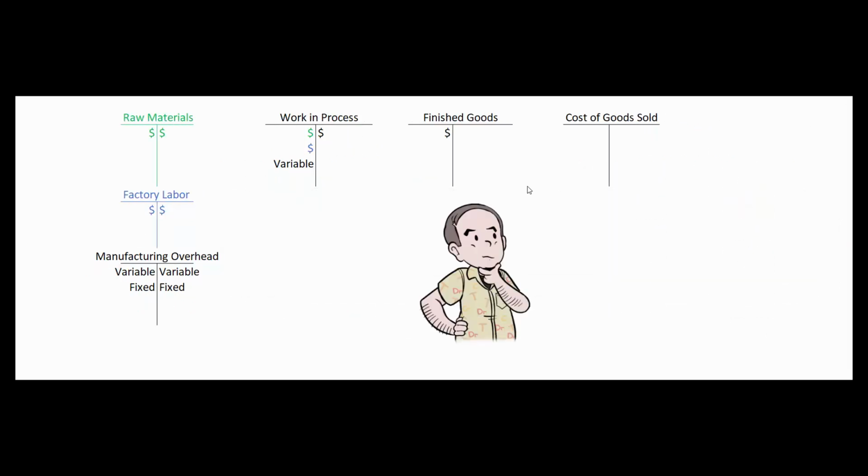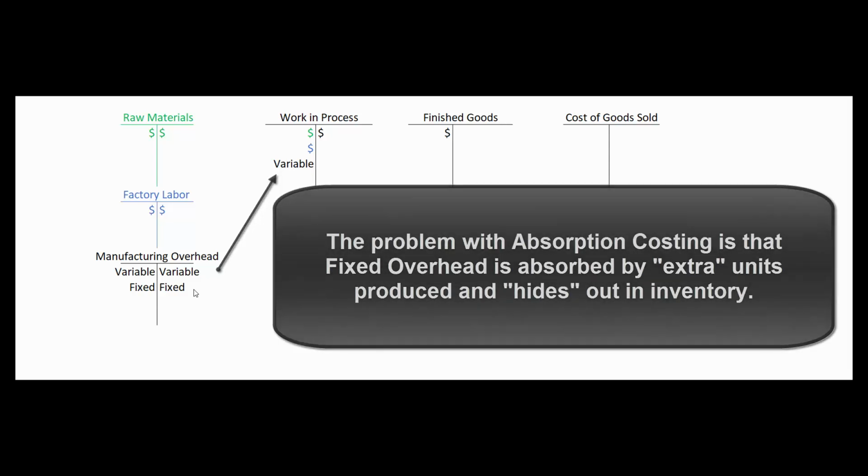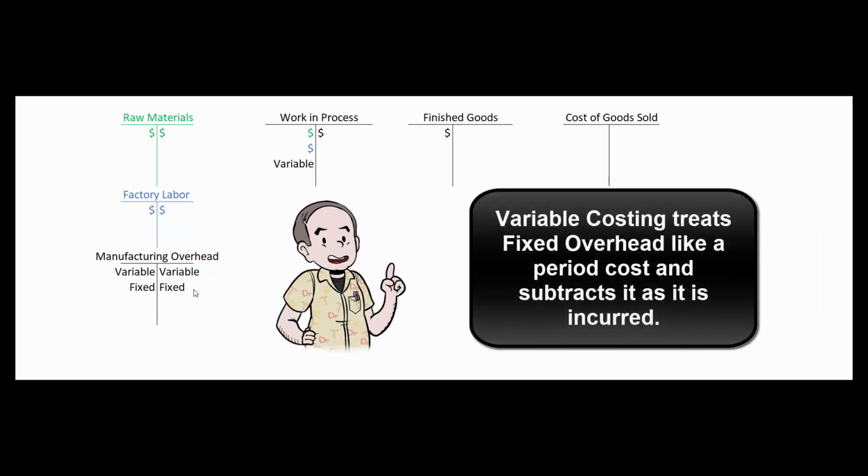So big picture, the problem with absorption costing is it treats all overhead the same, and maybe we ought to think about overhead in terms of variable versus fixed, and maybe we ought to move the variable into work in process, that's just fine. But let's treat the fixed overhead as if it were a period cost. Let's subtract it, because you know what? We've got to pay rent on that factory, whether we make 1 kayak, 2 kayaks, or 1,000,000 kayaks. So we ought to subtract that right away.